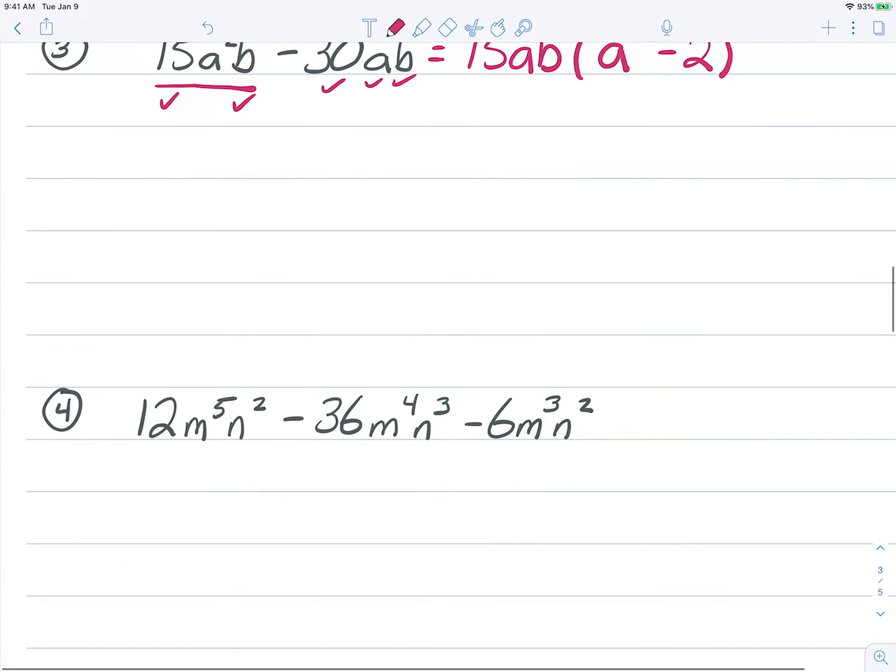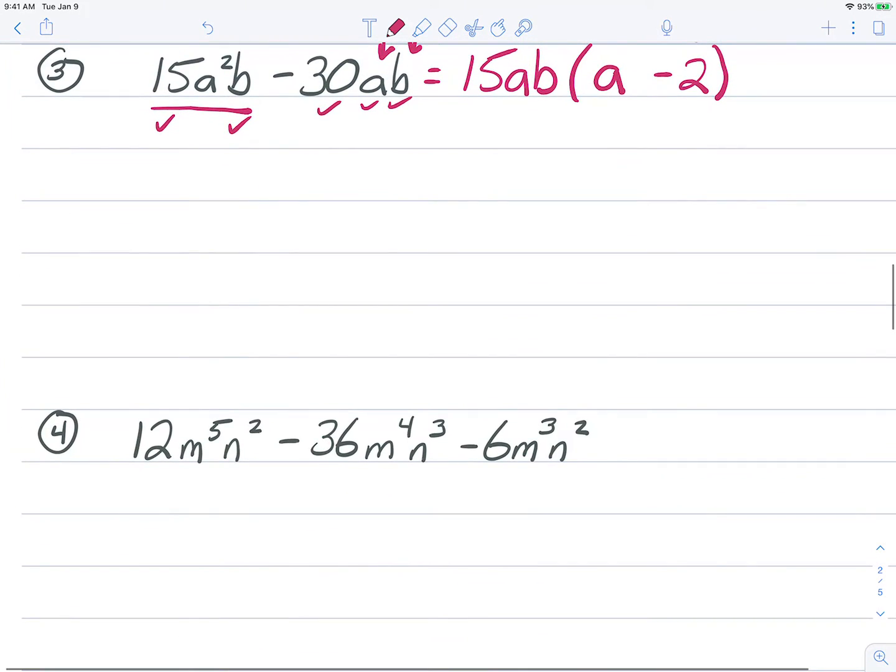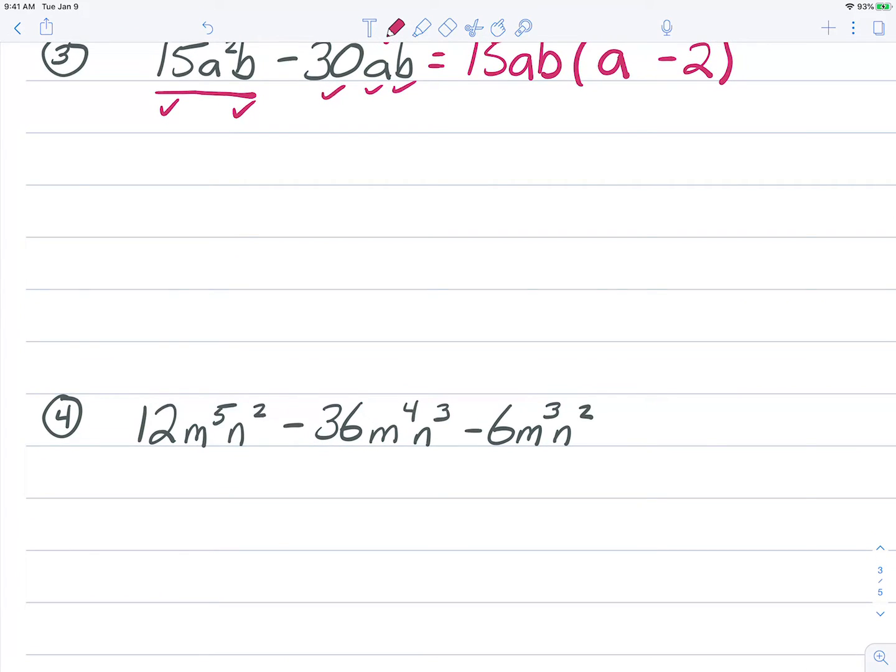Okay, number 4 of 5. Number 4, if we look first at the coefficients, so go in pieces. Yes, it looks like there's a lot of pieces to this, but look at small sections first. So if I just concentrate on the 12, the 36, and the 6, the largest number you can divide them all by is a 6. Okay, so that's just the coefficients.